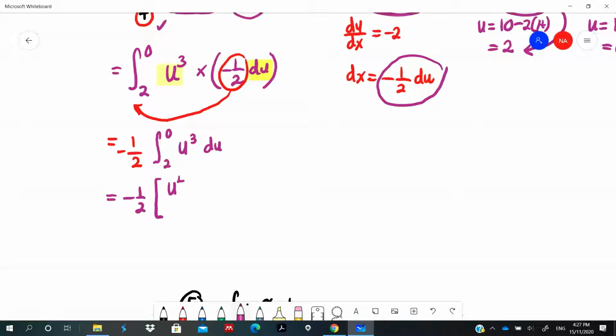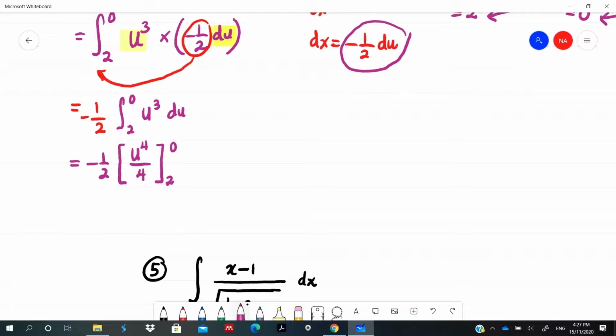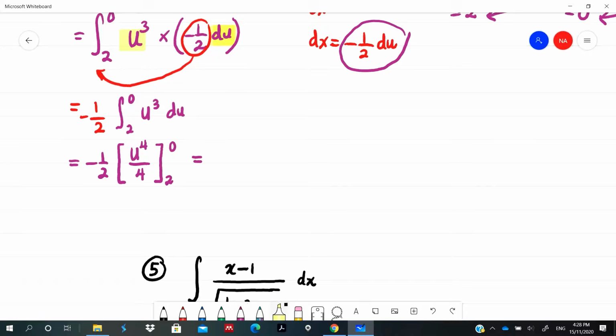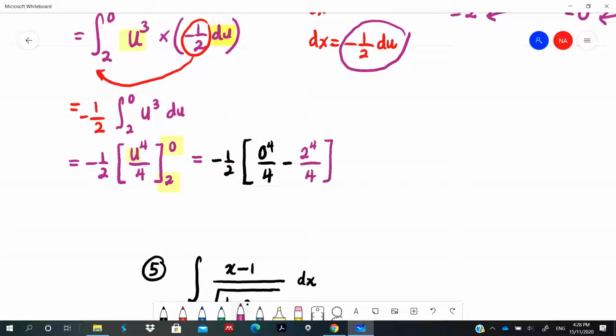We'll get u to the power of 4 over 4, from 2 to 0. We always substitute with the value at the upper part first, which is 0. So in this case, we'll have negative 1 over 2, 0 to the power of 4 over 4. We have to minus. Next, we substitute the value of u with 2, so we'll have 2 to the power of 4 over 4.